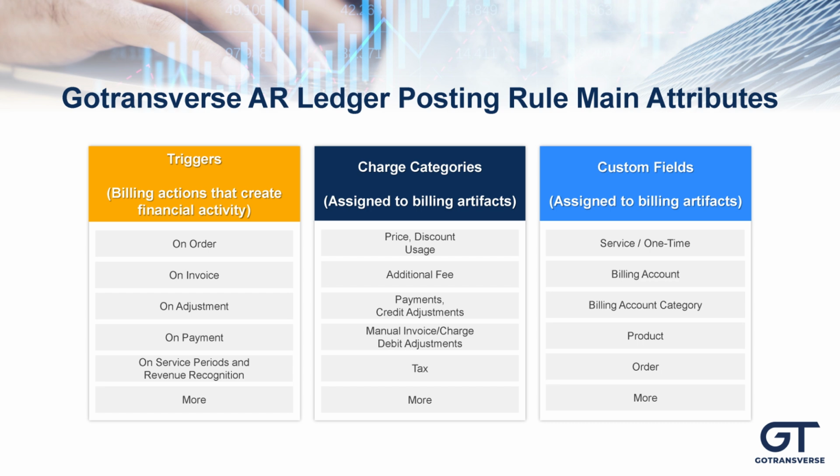Popping back into the presentation. GT Revenue Management's posting rules are generally driven by three elements: triggers, charge categories, and custom fields. Examples of billing system triggers are orders, invoices, adjustments, payments, and service periods. Charge categories are assigned to all billing artifacts such as prices and discounts on products, usage on services, additional fees and taxes on invoices, manual invoices and charges, adjustments and payments. And many billing artifacts have custom fields that can be used in standard and custom rules. These data points are configured in and used by posting rules to create accounting transactions.